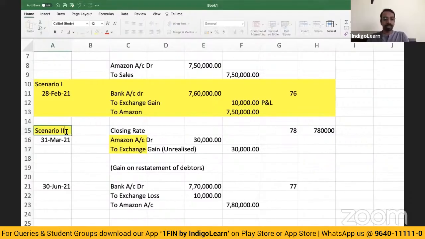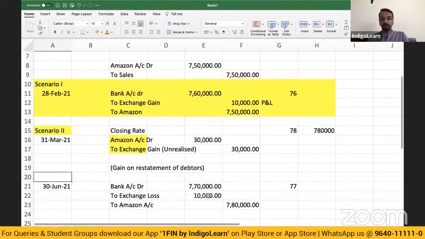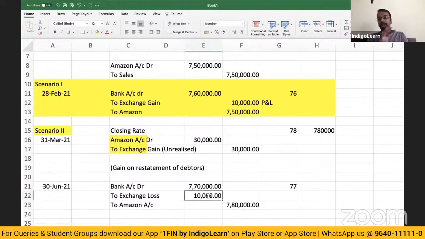Okay, and here in the year 21-22 you will recognize a gain of 10,000. This is the underlying fundamental principle of this accounting standard. All the monetary items have to be restated on the balance sheet date. That is one thing you need to remember, and you will apply the closing rate for monetary items. That is the second thing you need to remember.